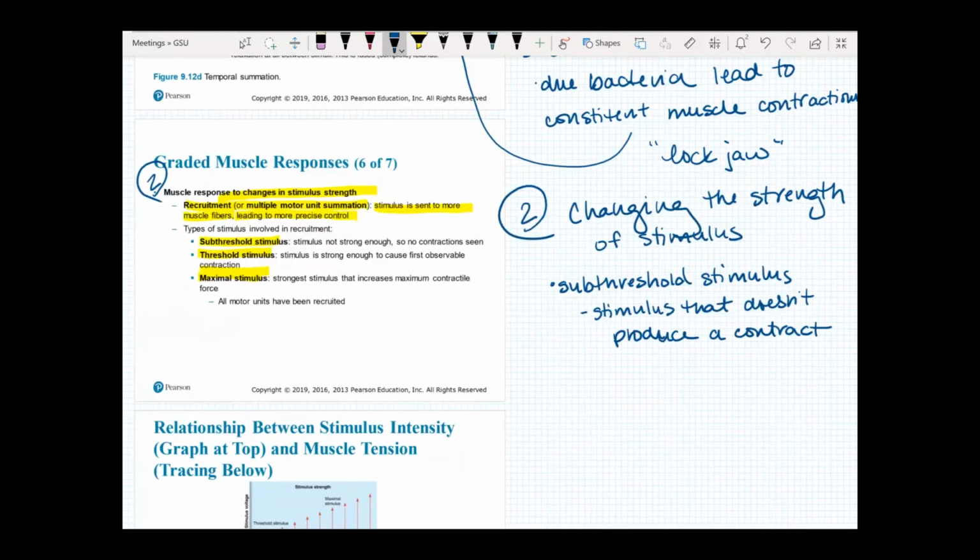But then you can have a stimulus where it's the threshold stimulus. And the threshold stimulus is going to be the stimulus where you will actually see the first observable contraction.